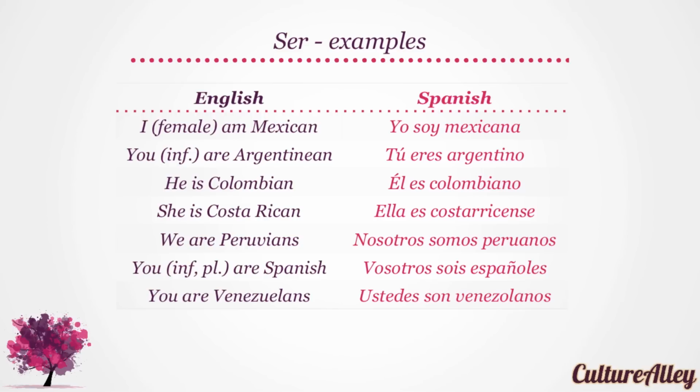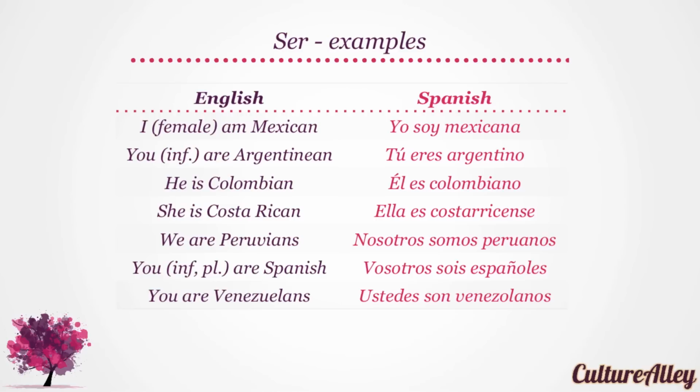I am Mexican translates to yo soy mexicana. The informal form of you are Argentinian translates to tú eres argentino. He is Colombian, él es colombiano. She is Costa Rican translates to ella es costarricense. We are Peruvians, nosotros somos peruanos.